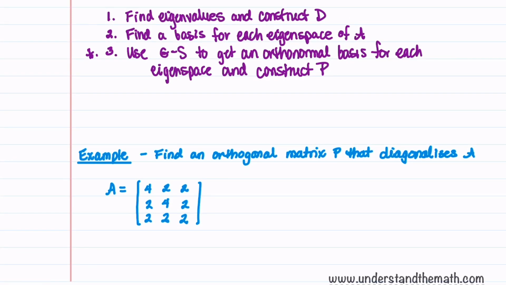In the example that we're going to look at, we're going to find an orthogonal matrix P that diagonalizes A. The first thing let's do is make sure that it's a symmetric matrix. So we can draw a line along the main diagonal and look at corresponding entries. So 2 is equal to 2, this 2 is equal to this 2, and this 2 is equal to that 2. That tells us that A is equal to A transpose, and our matrix is symmetric.